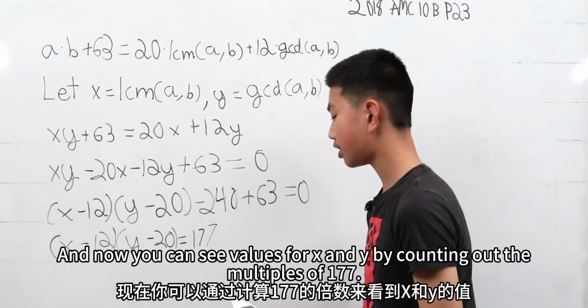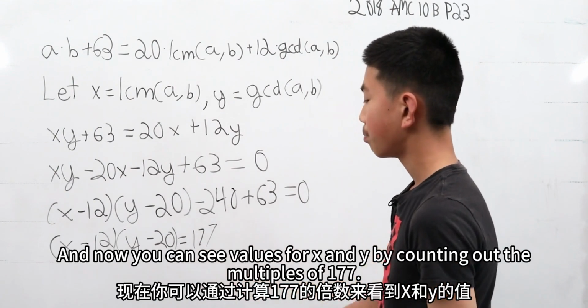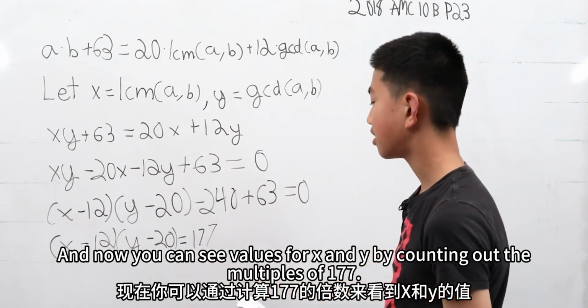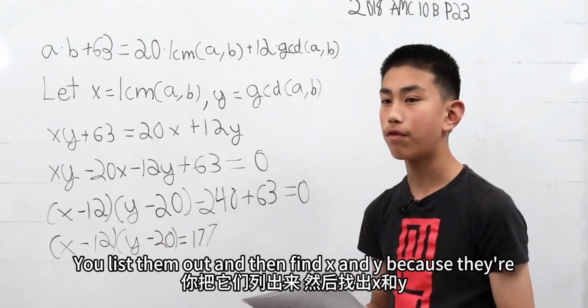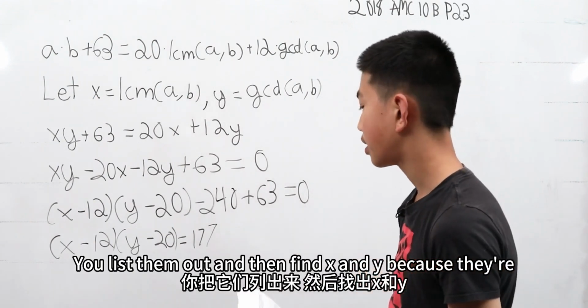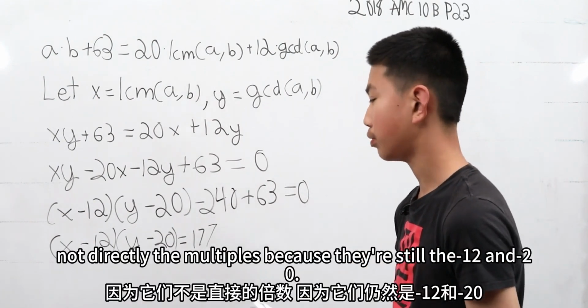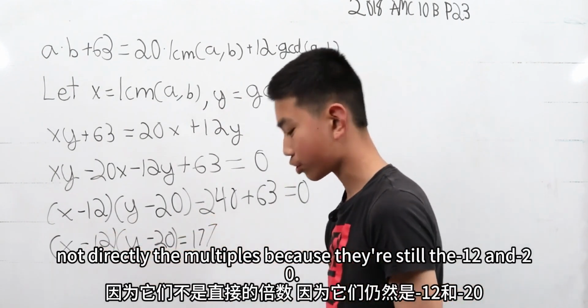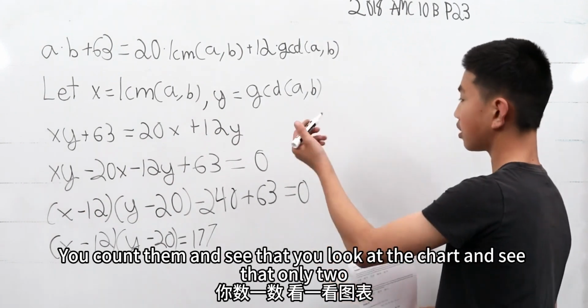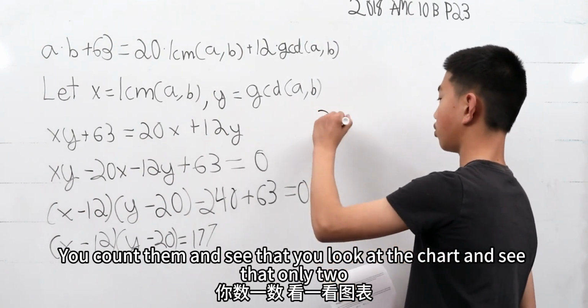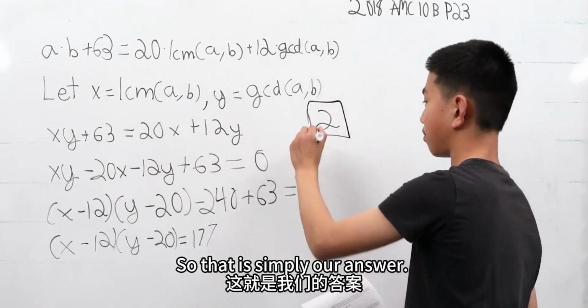And now you can find values for x and y by counting out the multiples of 177. So you list them out and then find x and y, because they're not directly the multiples, since there's still the minus 12 and minus 20. You look at the chart and see that only two of them work, so that is simply our answer.